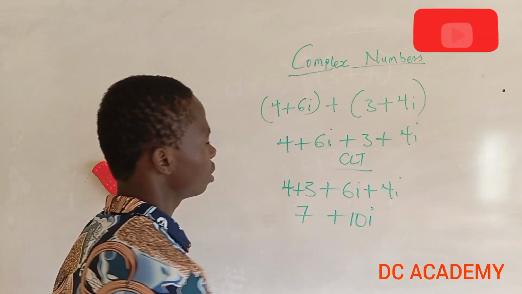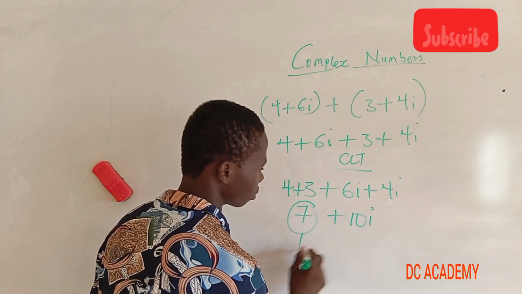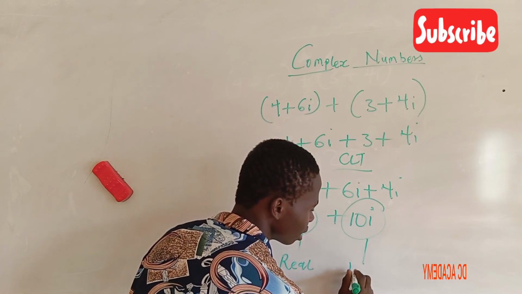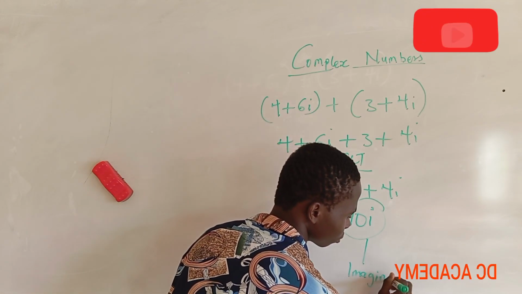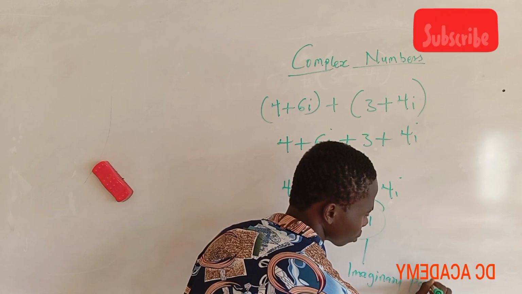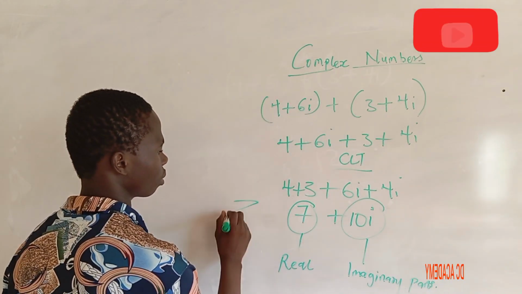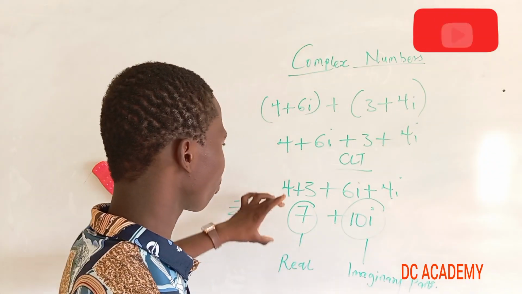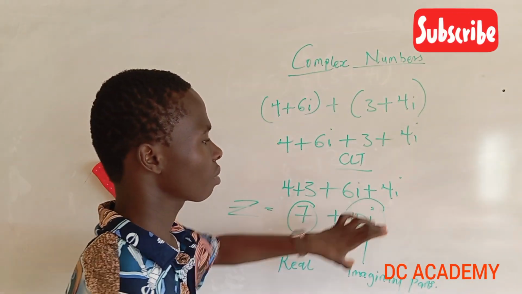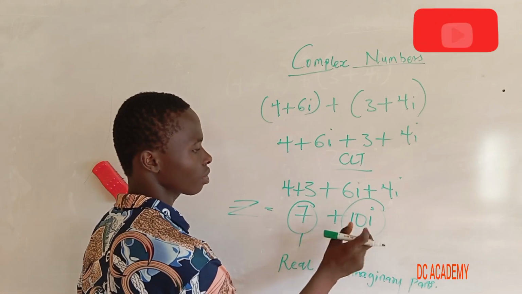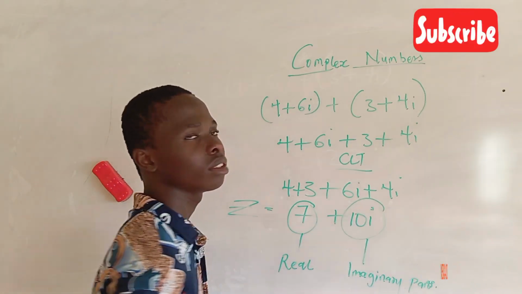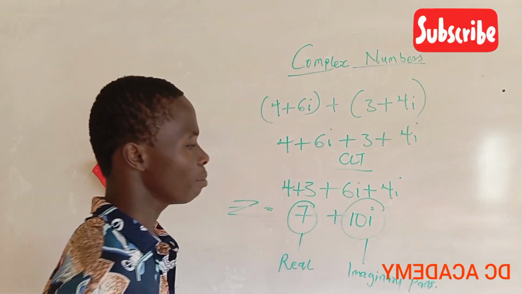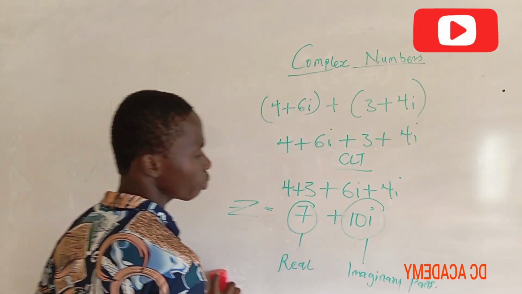So at this point, this is the real part, while this is the imaginary part. In complex numbers, we actually look at two parts, the real part and the imaginary part. And the imaginary part is the part that has this i. Exactly. So this is the real part and this is the imaginary part. So let's look into more questions.